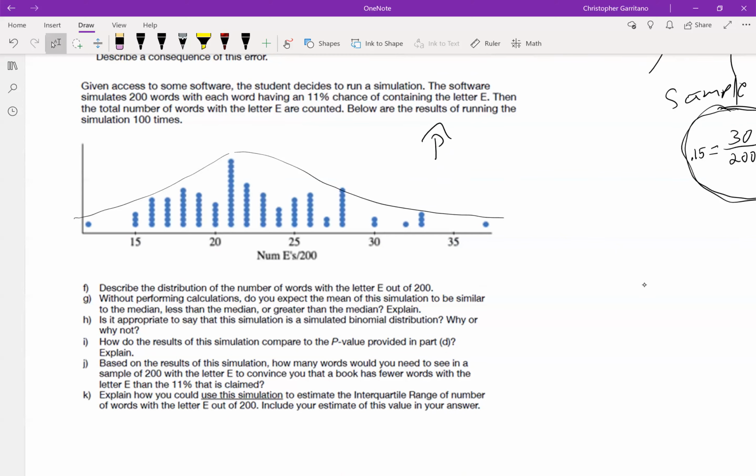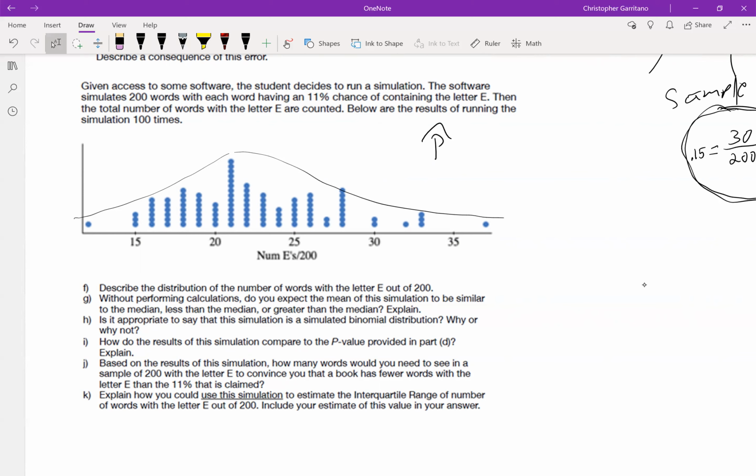Because I think for bimodal, there needs to be 2 very distinct peaks. And I don't agree that I see 2 distinct peaks. All right, so I'm skipping F because we've seen that so many times.